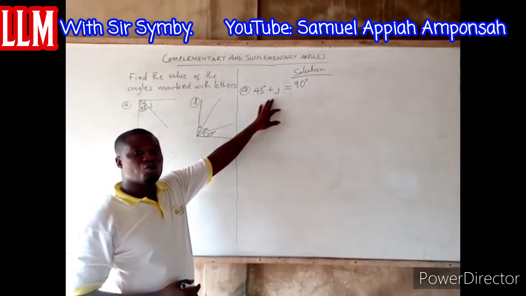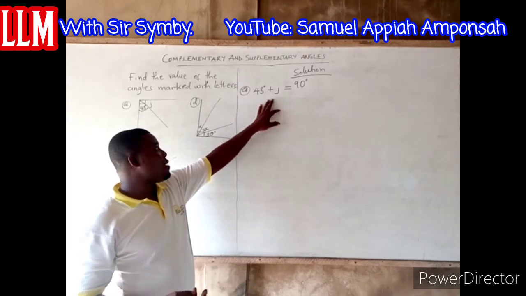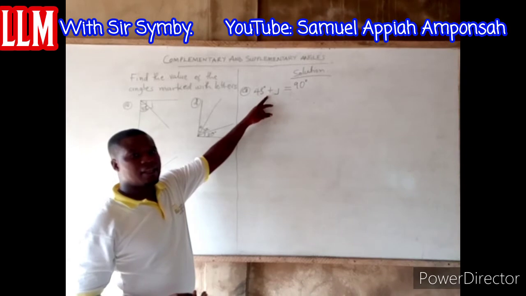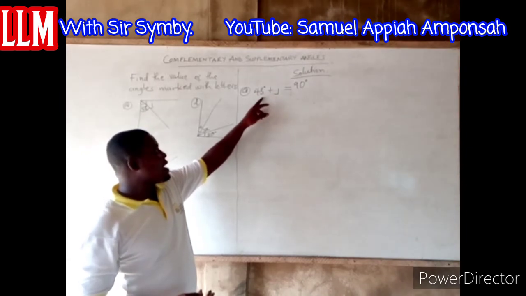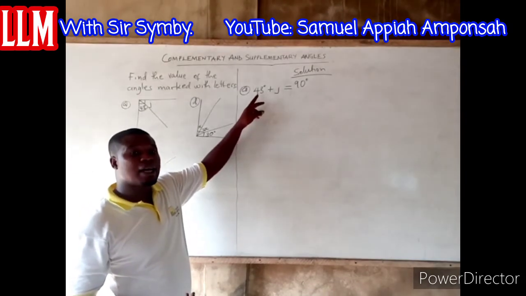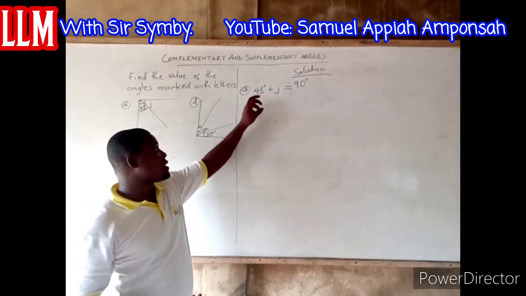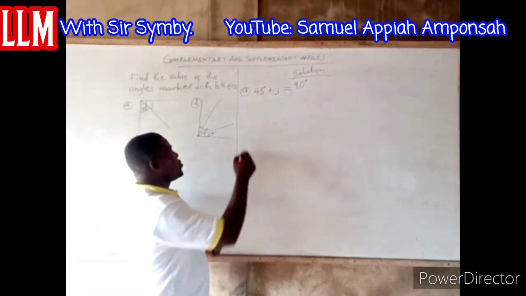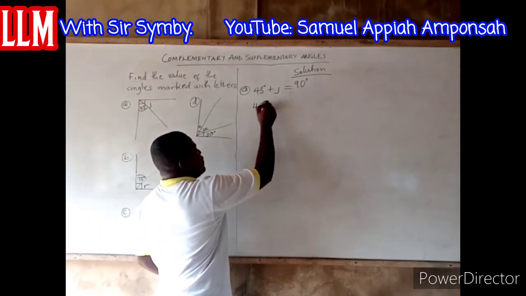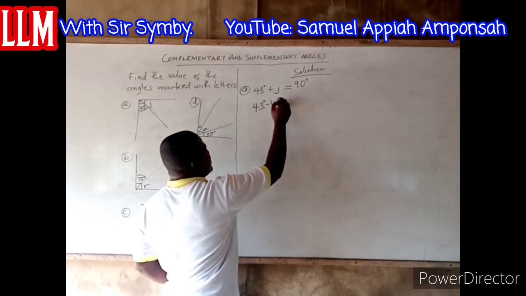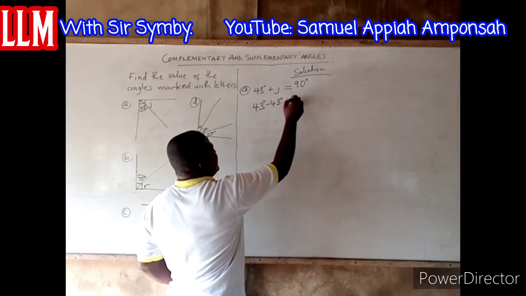So what do we do? We just look for a number that will be able to cancel this 43. What number can cancel 43? 43 is positive. And for that matter, if you want to cancel it, then we must subtract 43 from 43 to get 0. So we have 43 degrees minus 43 degrees plus J.